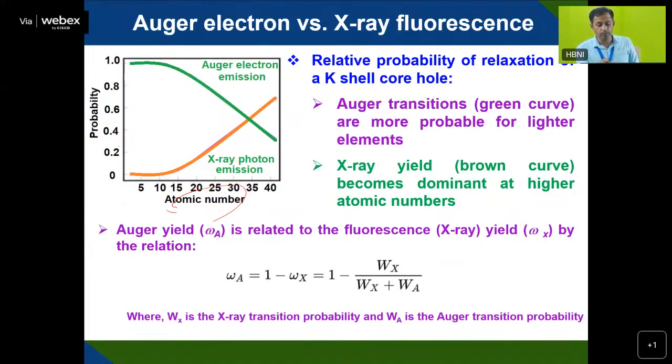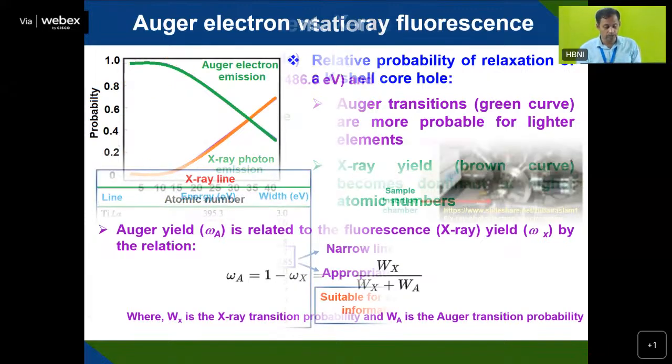You can see here the relative probability of relaxation of the K shell core hole. The Auger electron, the green curve, is more probable for lighter elements; for lighter elements it is more pronounced. The X-ray yield, the brown curve, is higher for higher atomic number. The Auger electron yield is related to the fluorescence X-ray yield by the relation omega A is 1 minus omega X. You can find out how the Auger yield is related to fluorescence.